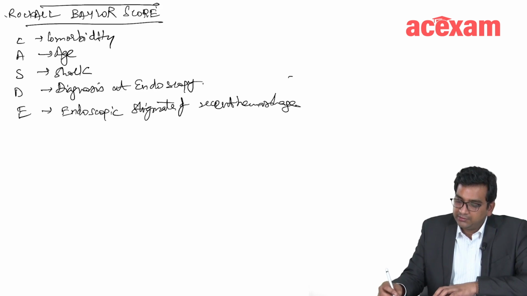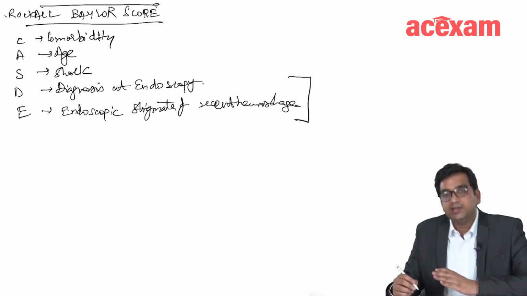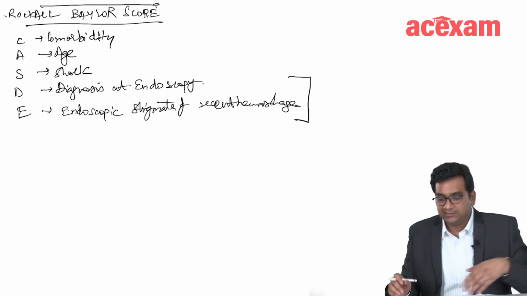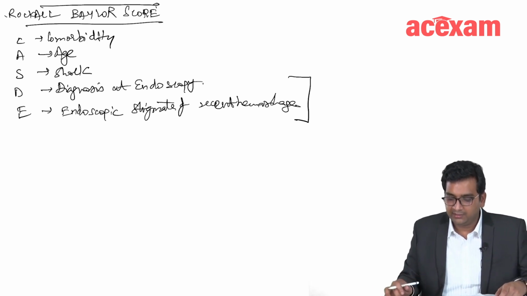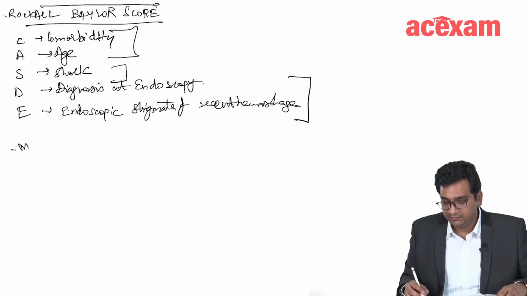So these two are the diagnosis and the endoscopic stigmata of recent hemorrhage, is there or not. So these two findings are of endoscopy, then the previous comorbidity and age, and the current clinical finding. So this is the most useful of all of them.